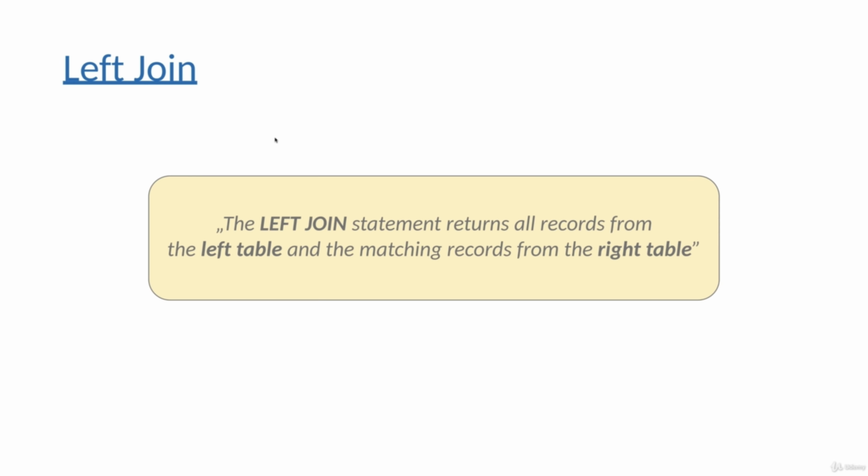So again, what is the motivation? The motivation is that we would like to combine multiple database tables. So for example, we need a given data from a given database table, then we need another piece of data from another database table, and so on. So as far as left join is concerned, this statement returns all records from the left table and the matching records from the right table.